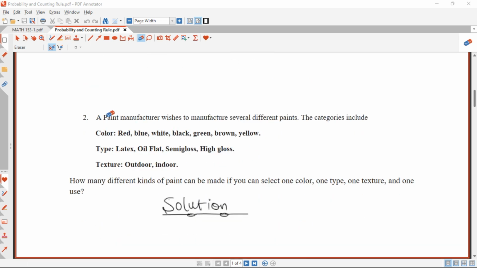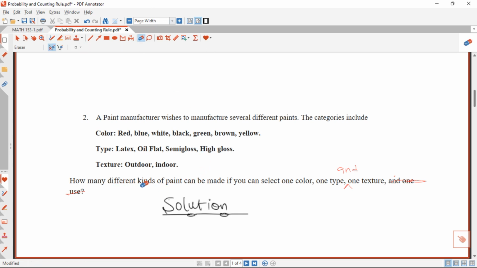So let's go to our second example. It says a paint manufacturer wishes to manufacture several paints. The categories include color, type, and texture. The question says, how many different kinds of paint can be made if you can select one color, one type, one texture, and one use? Here the one use is not part of it, so let me cancel it out so that we can solve our question in peace. So here, that is the question.